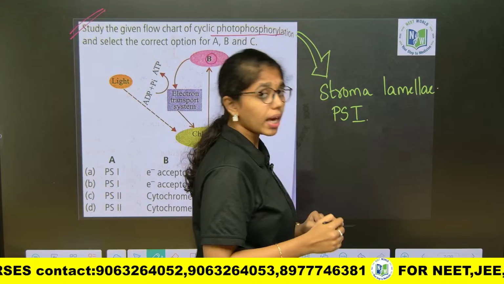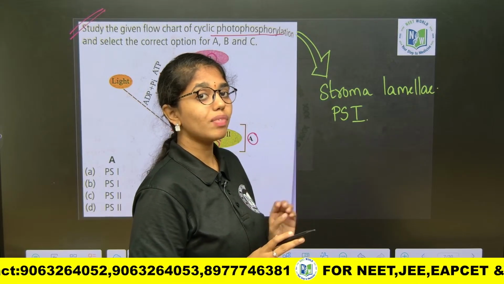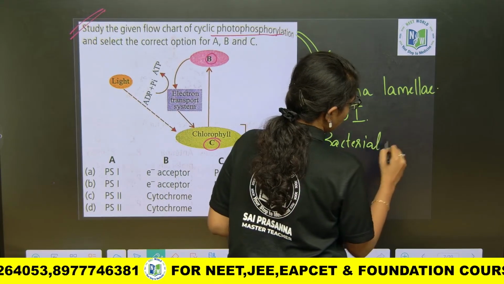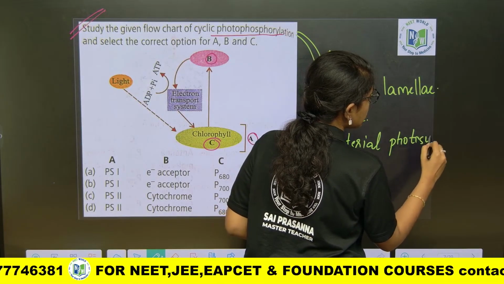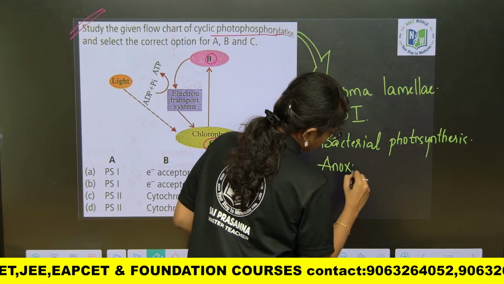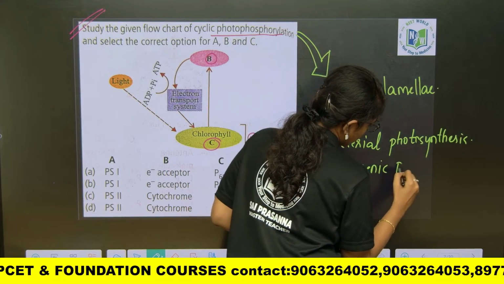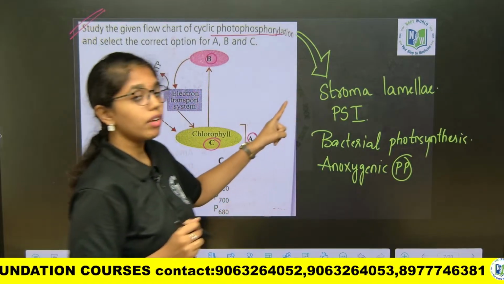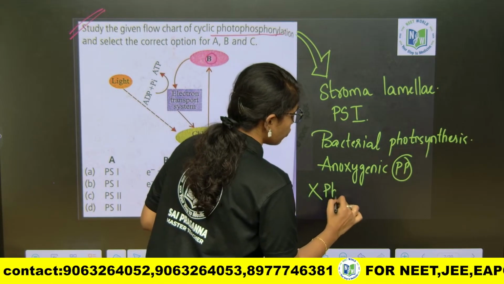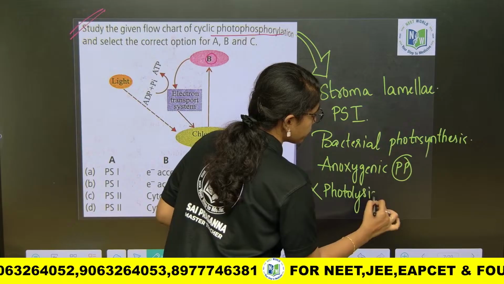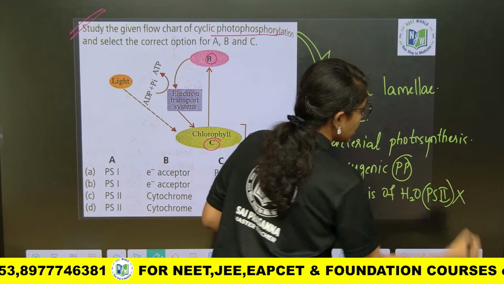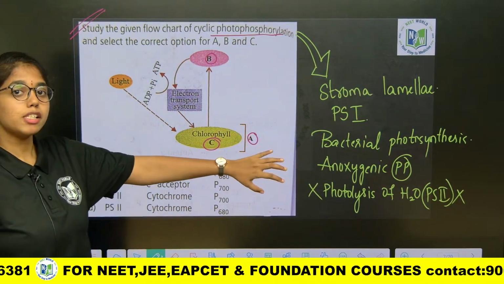Stroma lamellae have only PS1. Mostly cyclic photophosphorylation happens in bacterial photosynthesis, which is also called anoxygenic photosynthesis. Here there will not be any splitting or photolysis of water. Why? Because of the absence of PS2. These are important points, please take note of them.